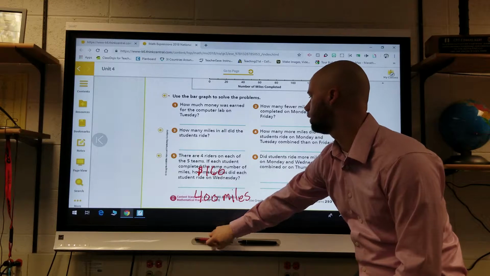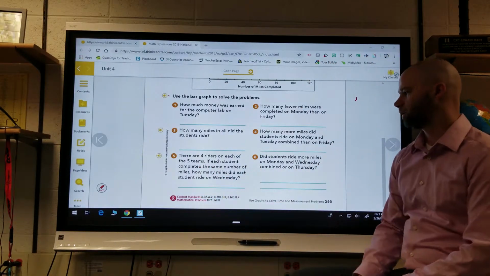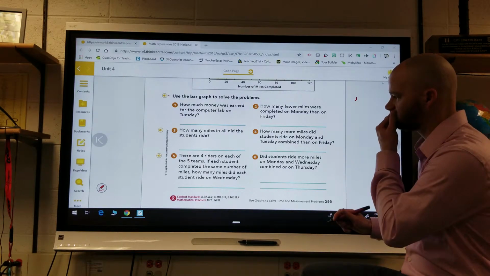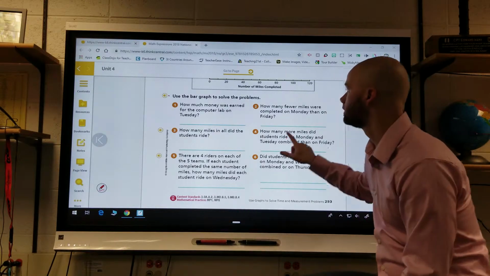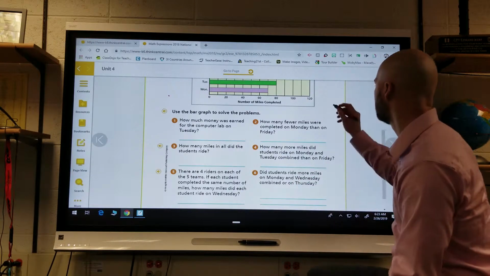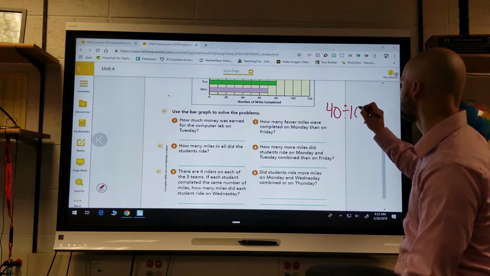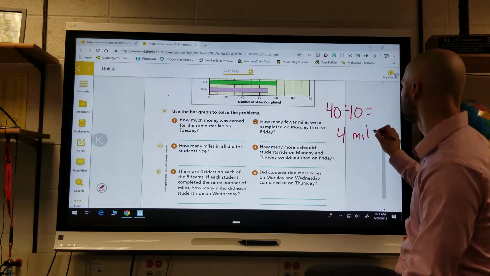All right, there are 4 riders on each of the 5 teams. If each student completed the same number of miles, how many miles did each student ride on Wednesday? Okay, so 4 riders. And Wednesday, we have to go back up, they completed 40. So we're looking at 40 divided by 10 riders should equal 4 miles.